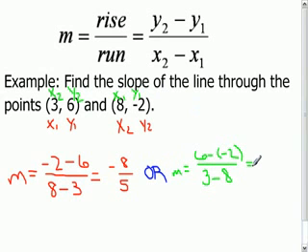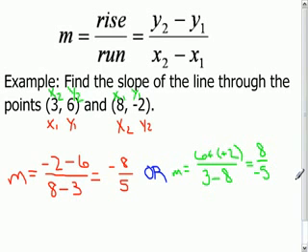So going ahead and simplifying this, in the numerator we have 6 minus a negative 2. Turns into plus a positive, so 6 plus 2 is 8. In the denominator we have 3 minus 8, which is a negative 5. So we have 8 over negative 5, which is also a negative 8/5.